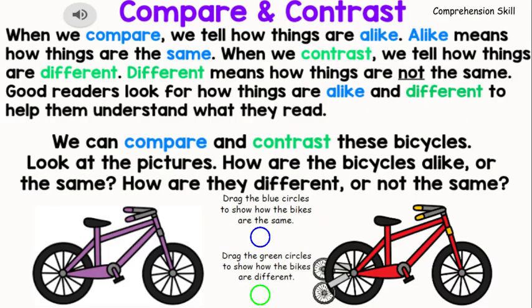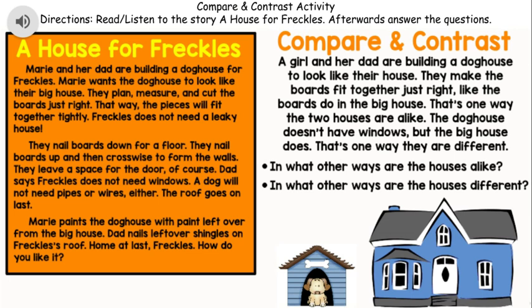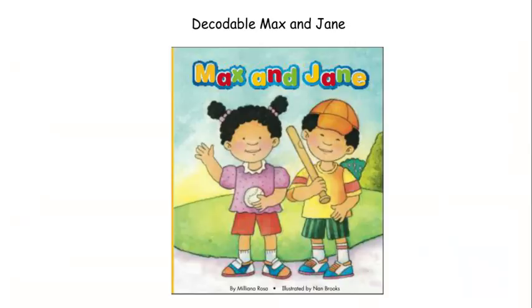Our activity this week is comparing and contrasting. When we compare, we tell how things are alike. Alike means how things are the same. When we contrast, we tell how things are different. Different means how things are not the same. So look at these two bicycles, find out how they are the same and how they are different. Here you're going to read the story, A House for Freckles, and you're going to find out how the houses are alike and how they are different. One is a big house where the girl lives, and one is a dog house.